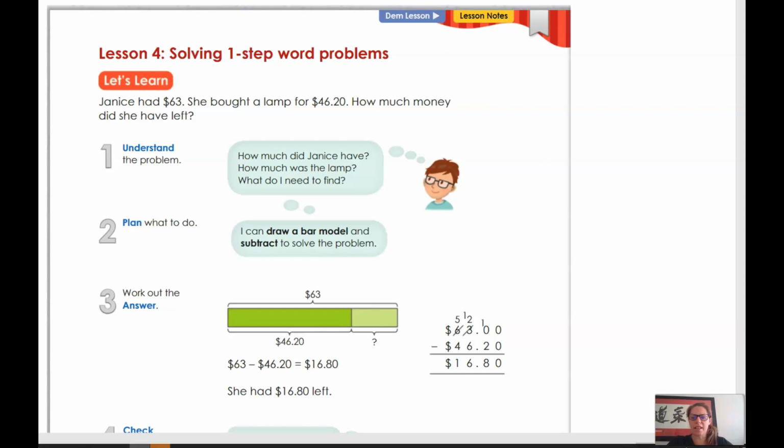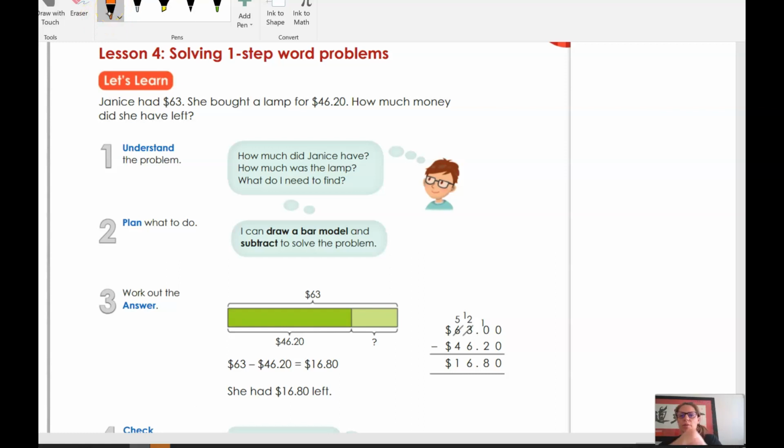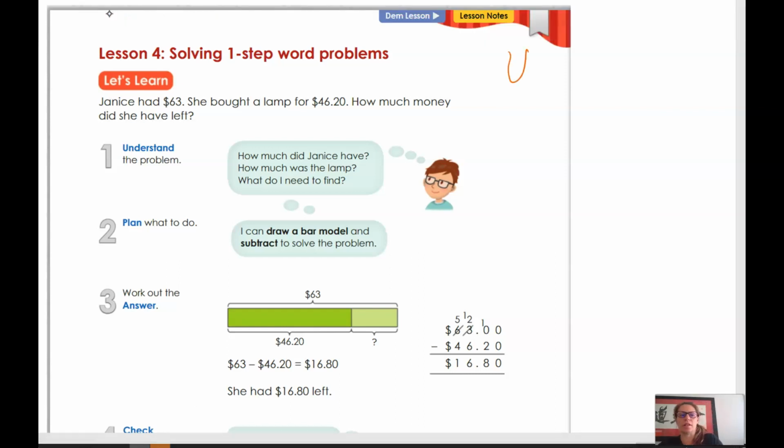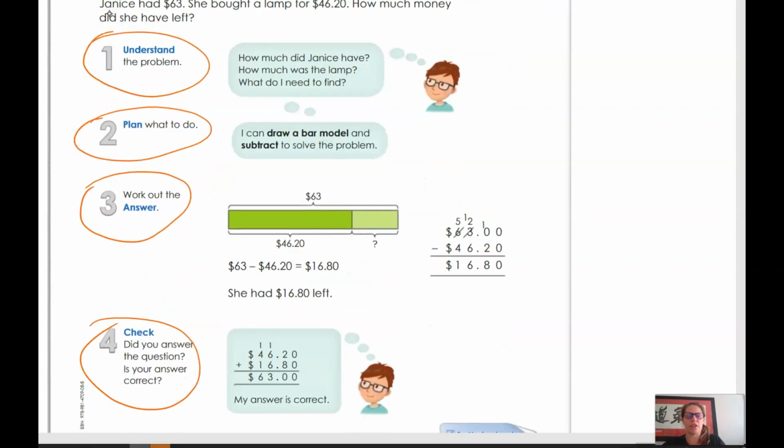Hey grade fours, it's that time of the lesson sequence where you have to do word problems again. So I just want to remind you about the style. We have to do the U for understand. Oh, here it is. I forgot about understand. We need to do the P for plan. We need to do the A for answer. And we need to do the C for check.